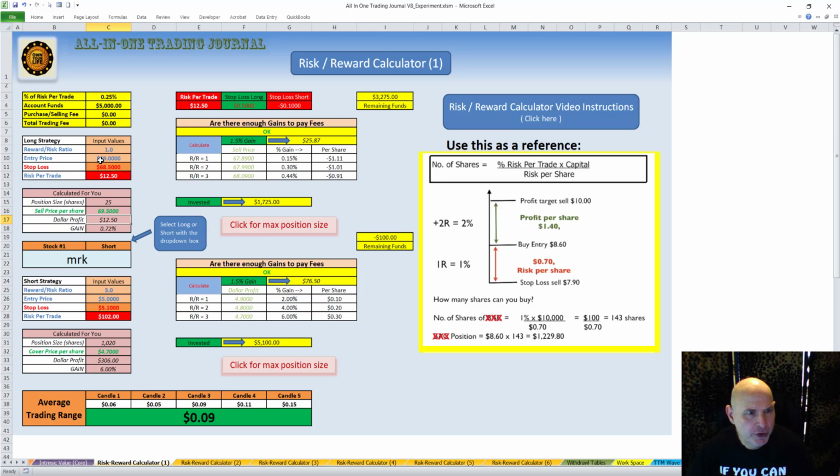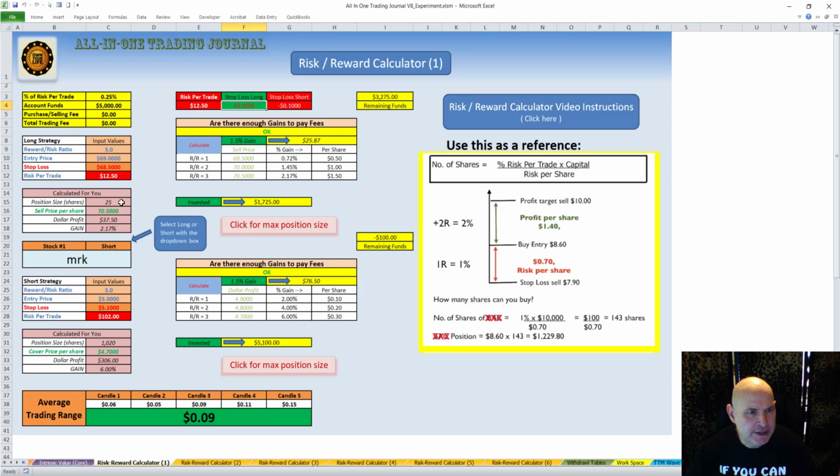Once you've entered your entry price and your stop loss and your risk per trade, click the calculate button, and that would calculate out where to get out for 1R, 2R, or 3R. You'll also notice that when you're putting your entry price and your stop loss in for a long strategy, this will calculate out your stop loss. This is nice because it allows you to quickly formulate a bracket order on your trading platform.